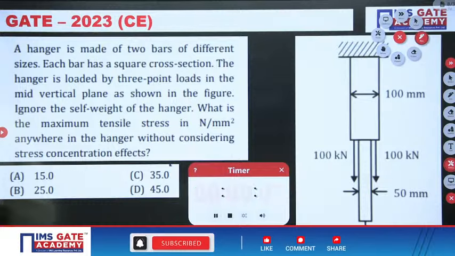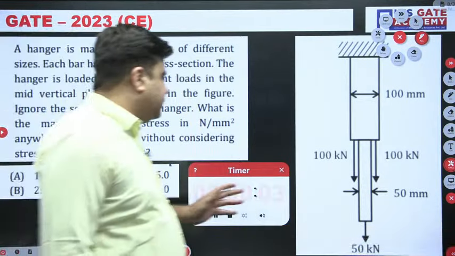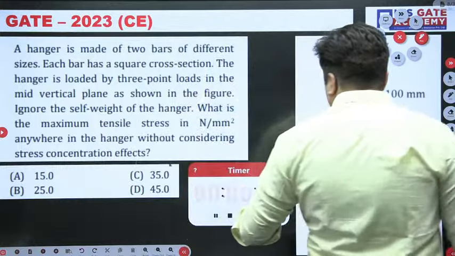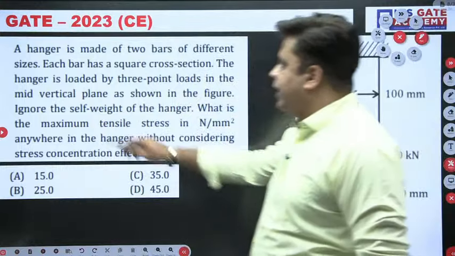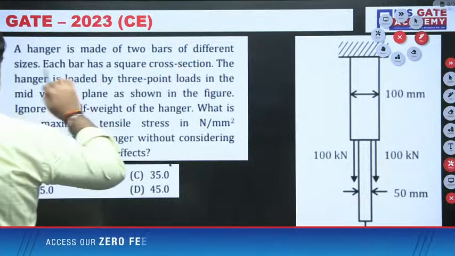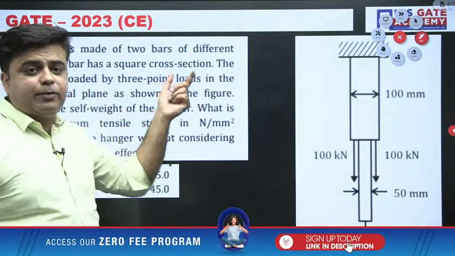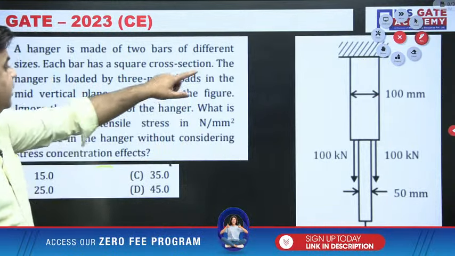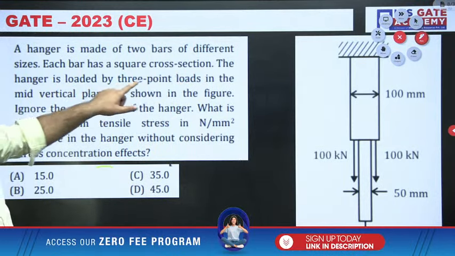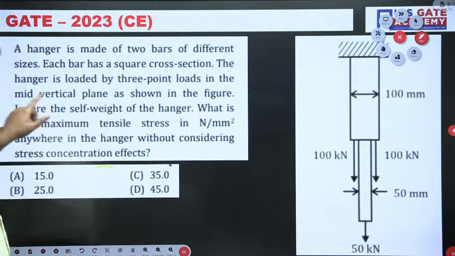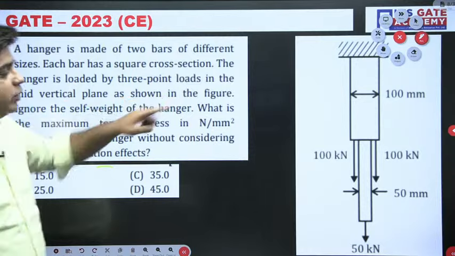These questions are just like 1 minute questions. We should not take more than 1 minute to solve these types of questions. Let's see this. The question says that a hanger is made up of 2 bars of different sizes. Each bar has a square cross section. The hanger is loaded by 3-point loads in the mid-vertical plane as shown in the figure.